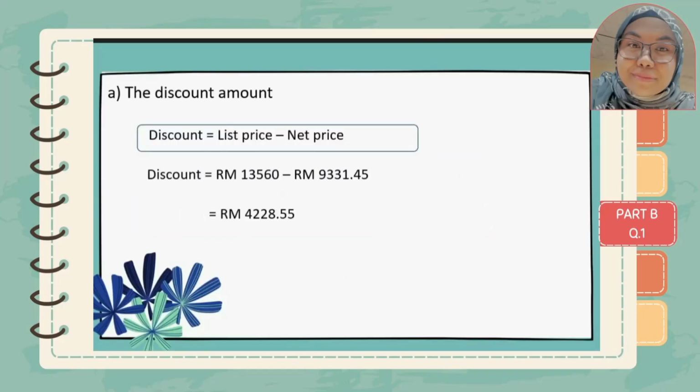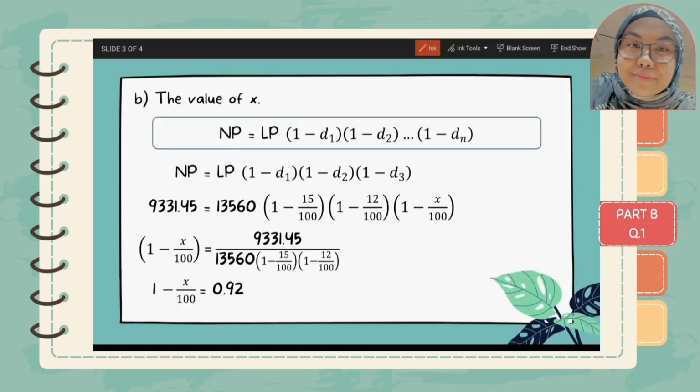Okay, so to find the discount amount, we will use the formula discount equals list price minus net price, where the list price is 30,560 ringgit and the net price is 9,331 ringgit 45 cents. Based on the question, we just insert the values, and after we calculate it, we will get 4,228 ringgit 45 cents.